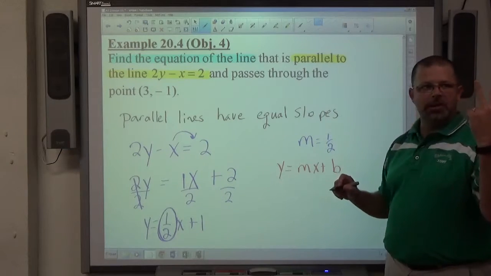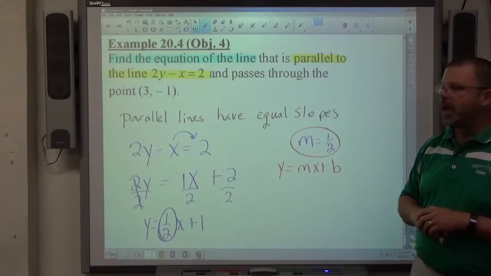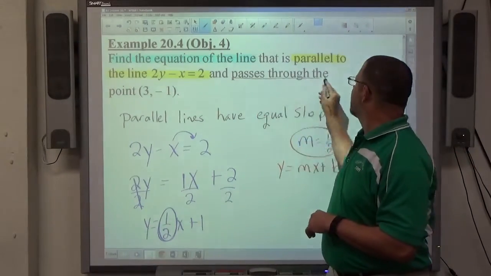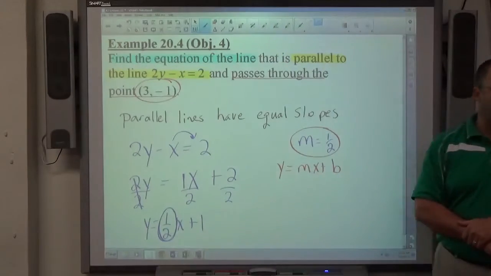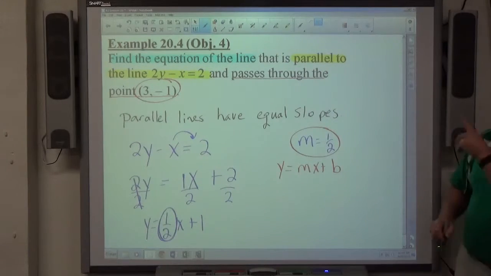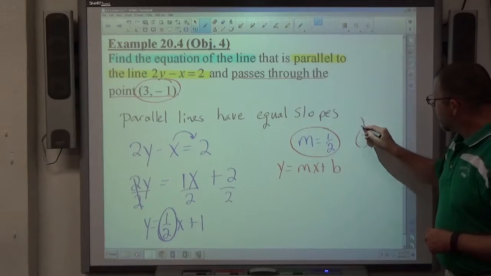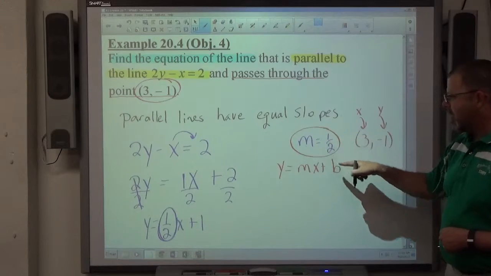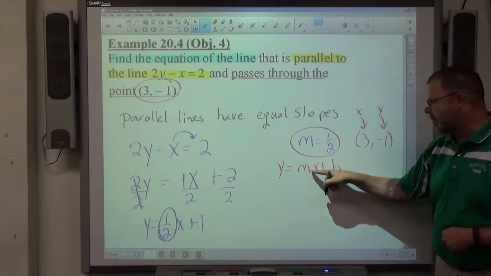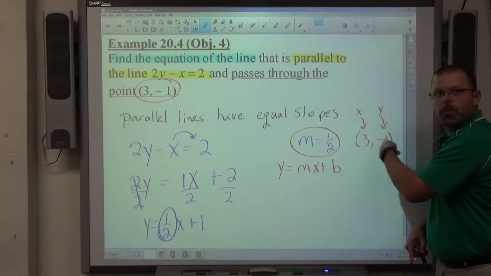And you need 2 pieces of information. Number 1, the slope, which we just found, and number 2, a point that the line we're looking for passes through. That's the other piece of information we need. That point, (3, -1), is a coordinate x, comma, y. Slope is m, and these 4 letters are y, m, x, and b. B is what we want to know. Y, m, and x is what we do know.